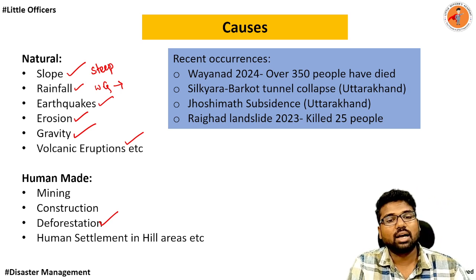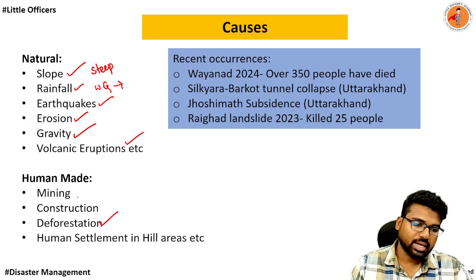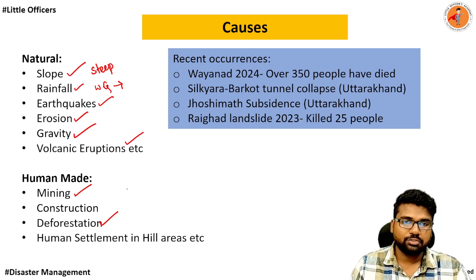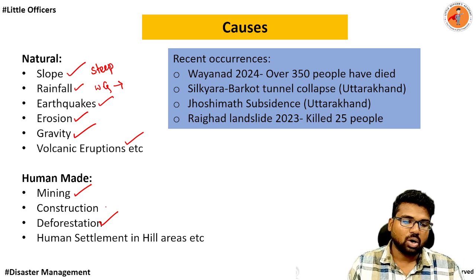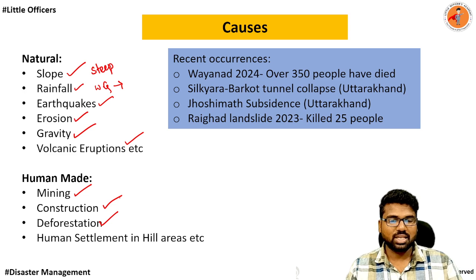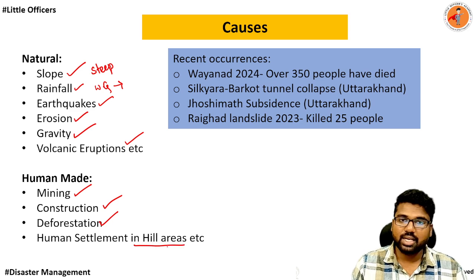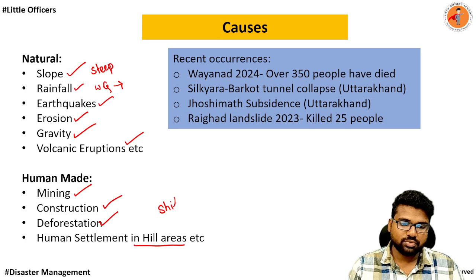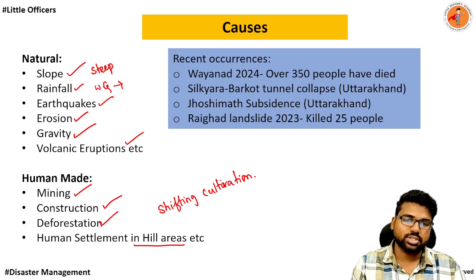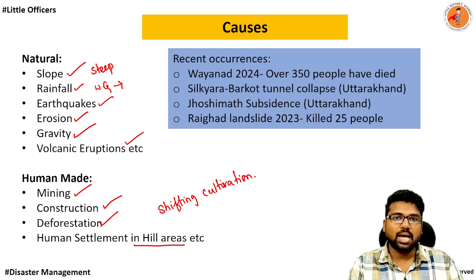But landslides can also be caused by man-made reasons such as mining, both commercial mining, rat hole mining, any kind of mining. Particularly if the material is loosely bound, any mining activities can trigger a landslide. Or construction activity can also lead to slope failures and landslide. Deforestation, as I have just explained, and human settlements in hill areas, or even practicing shifting cultivation. Shifting cultivation can also cause these landslides, because in shifting cultivation deforestation is done. So these are some of the man-made causes.